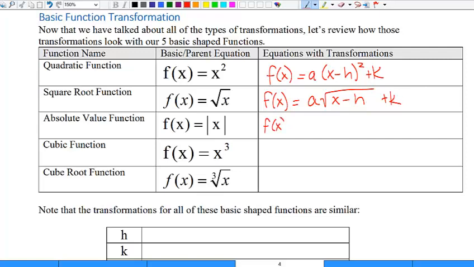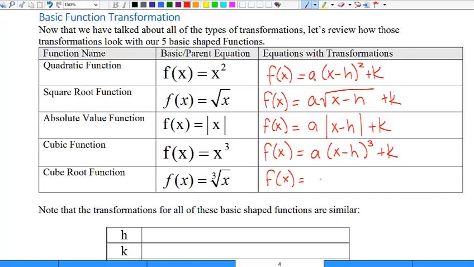The next one is absolute value function. The a would go in front times the absolute value of x minus h plus k. For the cubic function, the equation with transformations looks like a parentheses x minus h, this time cubed, plus k. And then the last one, the cube root, is a times the cube root of x minus h plus k.